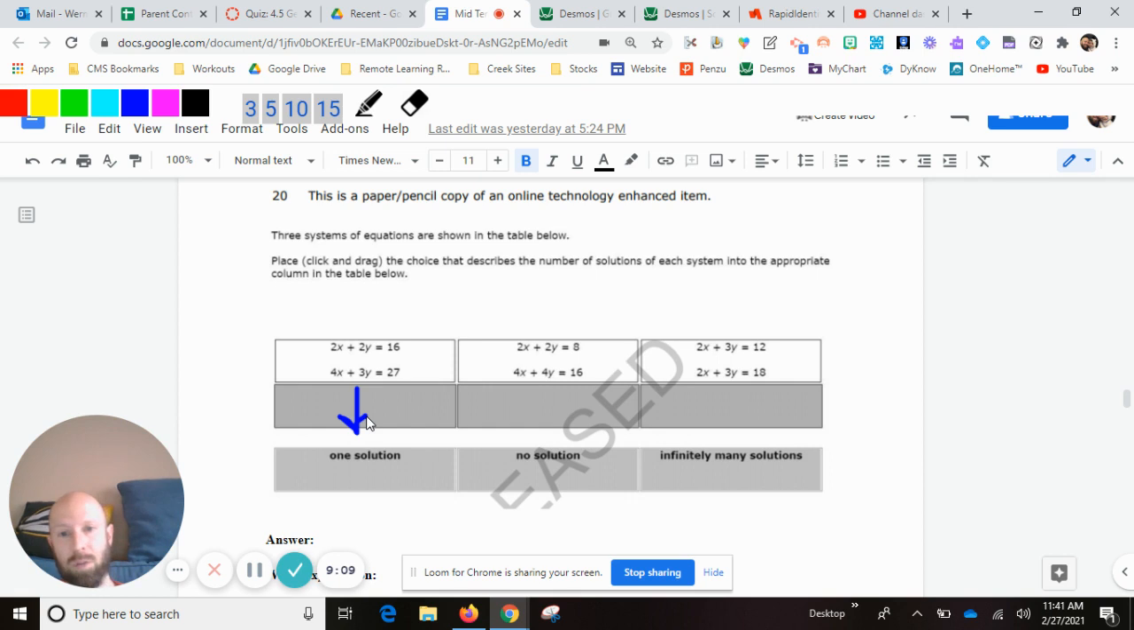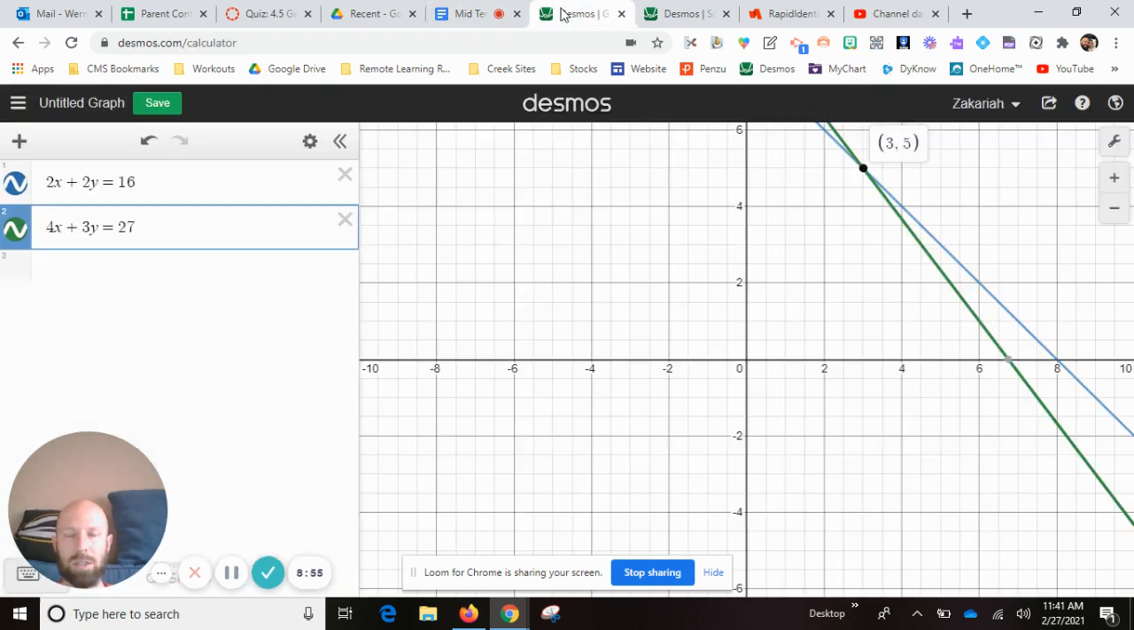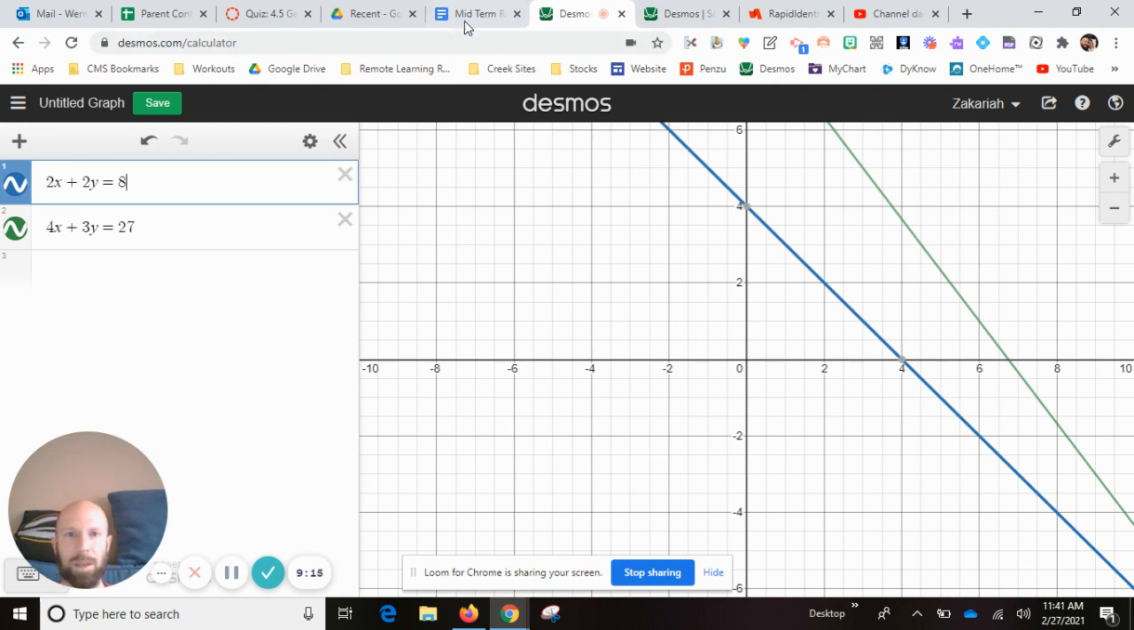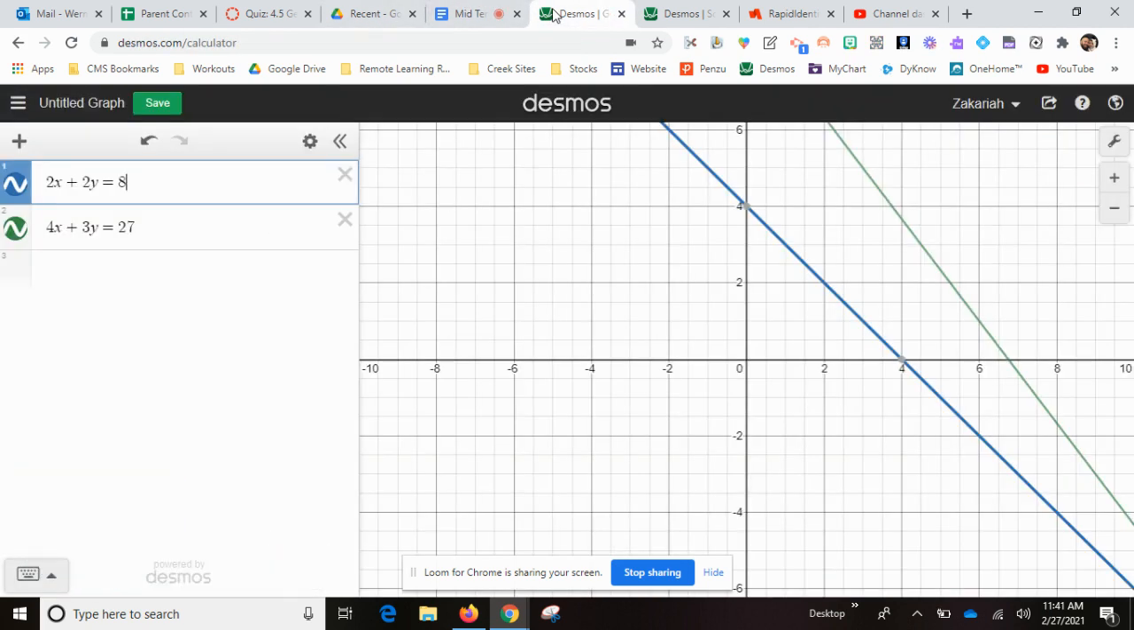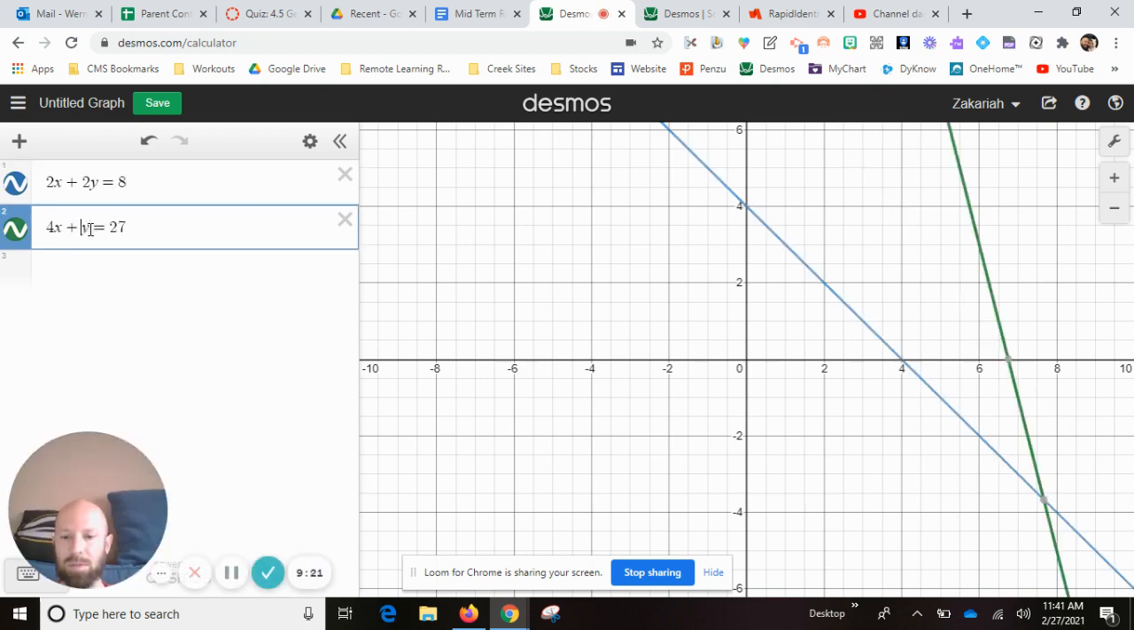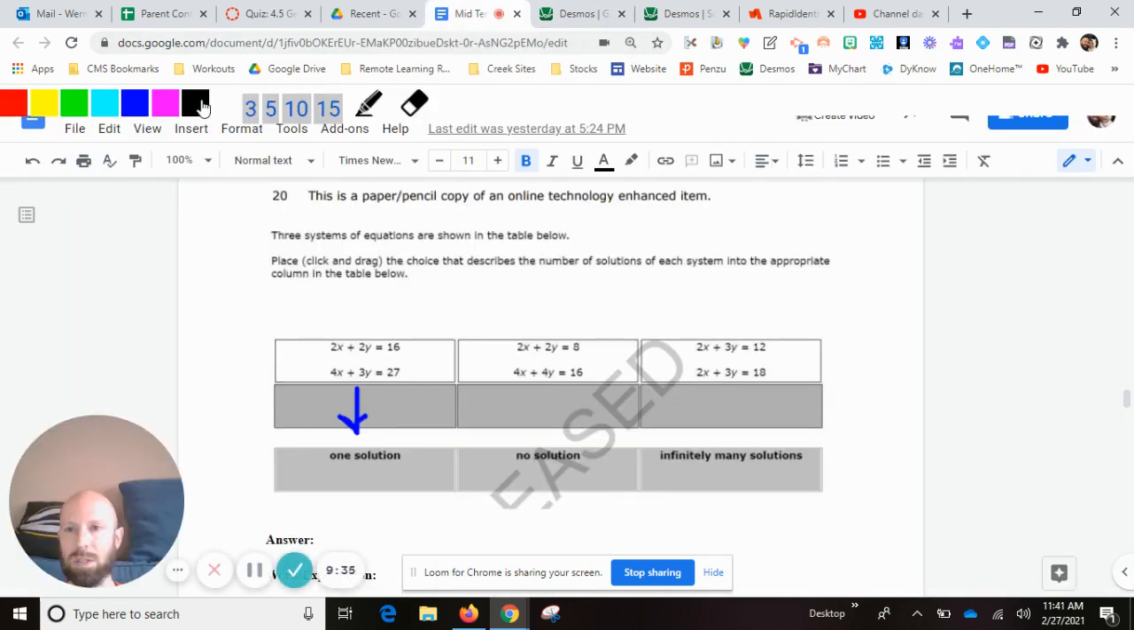Let's take a look at the second one. 2x plus 2y equals 8. Our second equation, 4x plus 4y is 16. Ooh, both those lines are the same line. You can tell there's 2, but as soon as I put that in there, there's 1. That means it's the same line. So any point you pick along here is an answer. So there are infinite solutions. So this one's going to go to this one.